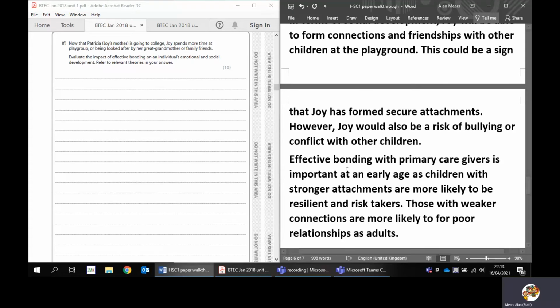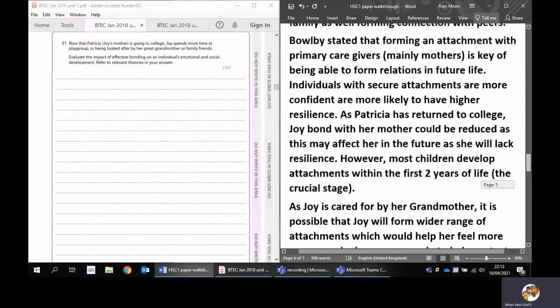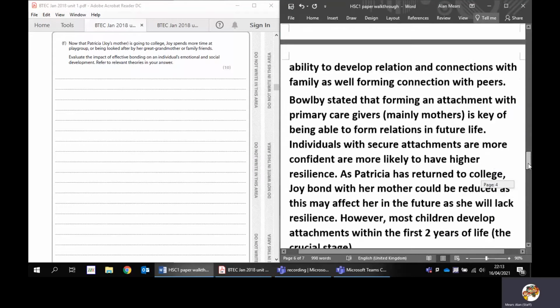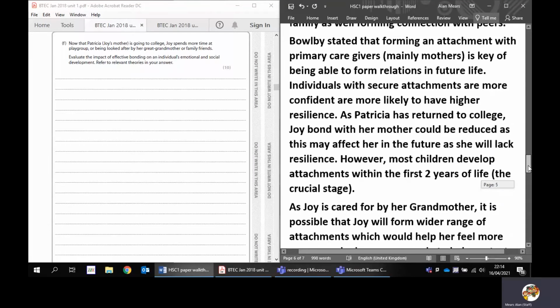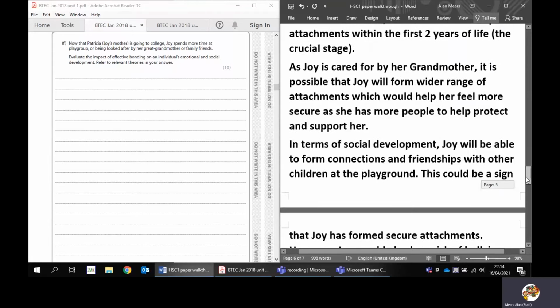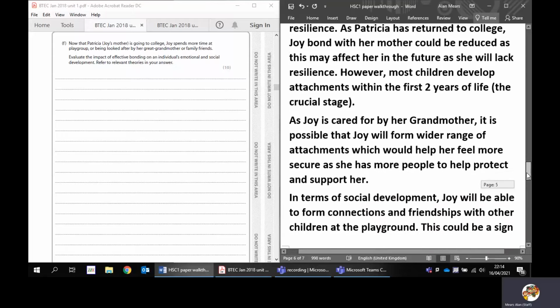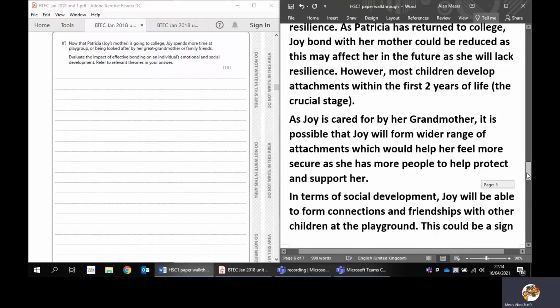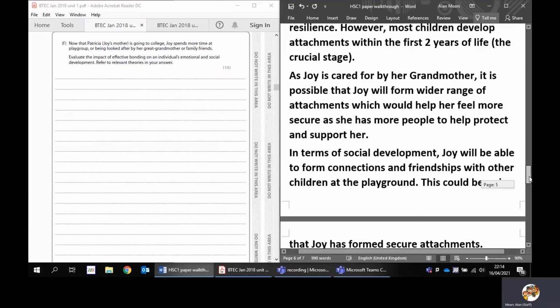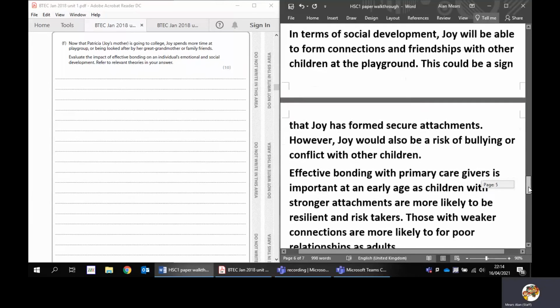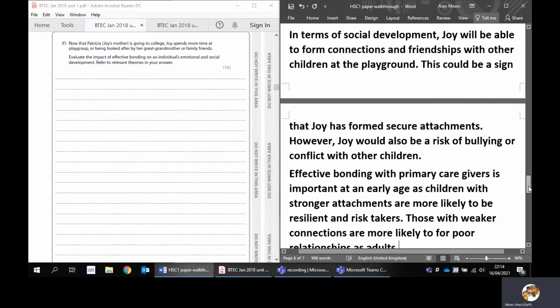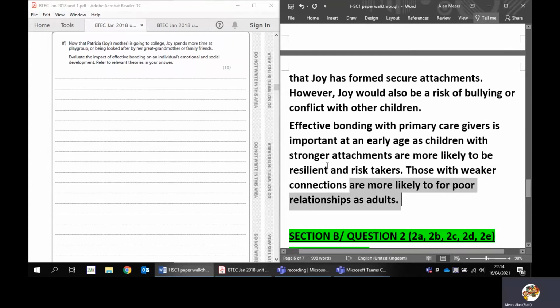So that's our 10 marker covered there. So we've defined the issue at the very beginning, slightly long answer there. We've talked about Bowlby, we've got a theory that's ticked off. We've talked about how it relates to Joy, so the fact that she may benefit from this, but also could suffer. We've talked about social development as well, being able to form connections and friendships. We could, if you wanted to, even throw in a theory like Piaget, just to double our kind of theories. And then we've actually summarized by answering the question, using the word in the question.